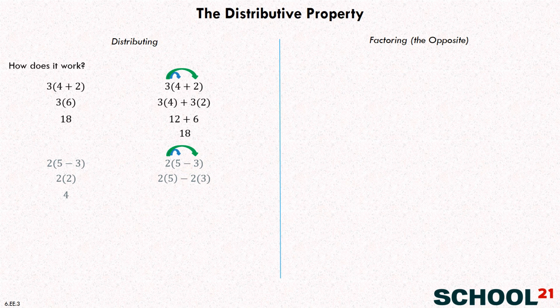Okay. And what is 2 times 5? 10. And what's 2 times 3? 6. So can I rewrite that like that? Yeah. And what's 10 minus 6? 4. Excellent. So once again, what we've done is we've found the same answer by using the distributive property.